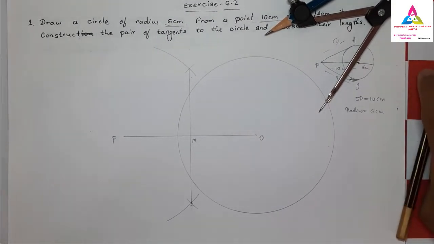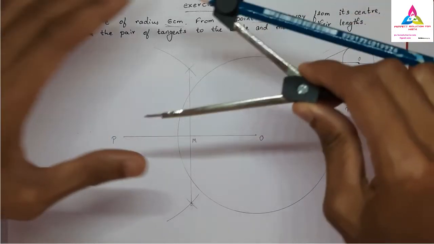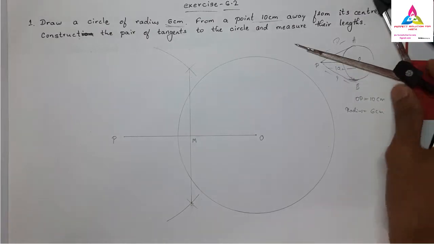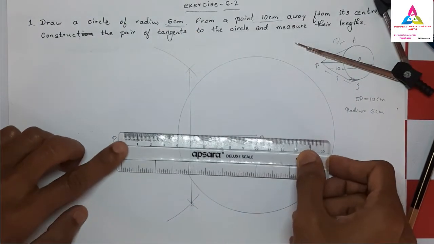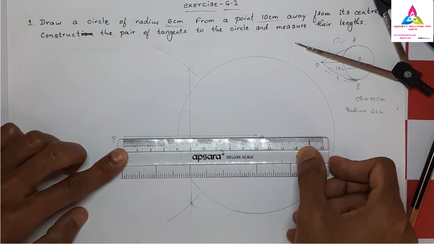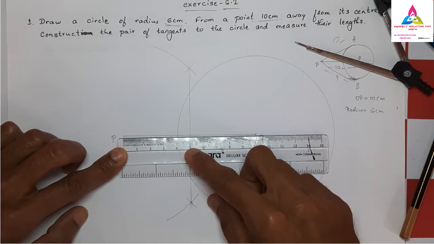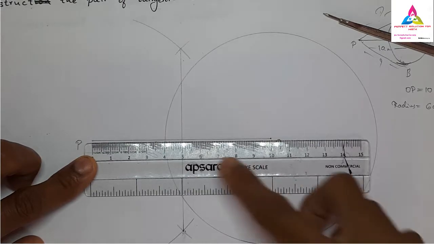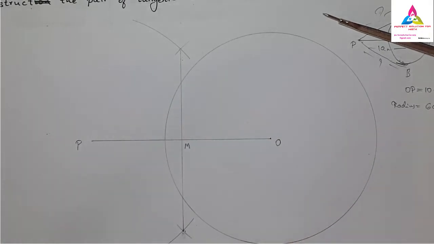I think all of you are getting what is going on. So next, M is the midpoint of this PO. If you want, you can check it. Here you can see total length is 10, so half of it is 5. It is 5 centimeter only. On this side also we have 5. Now, what is the next step?